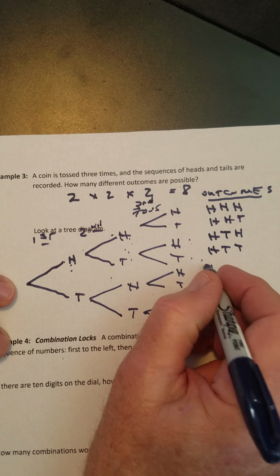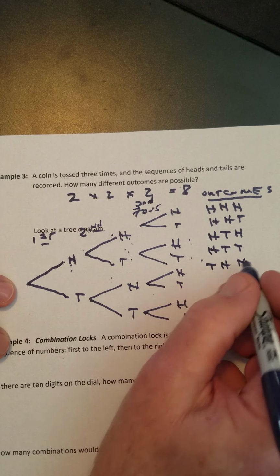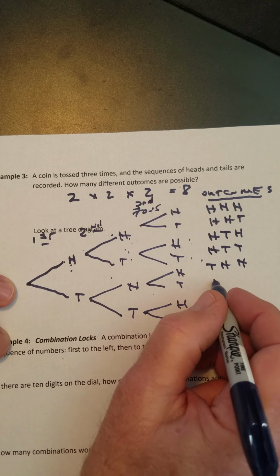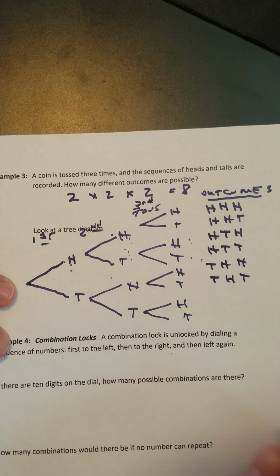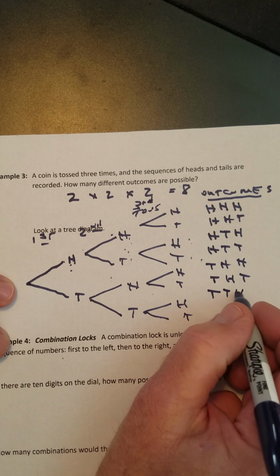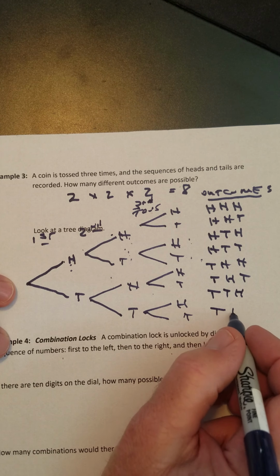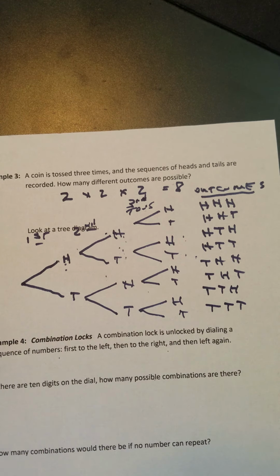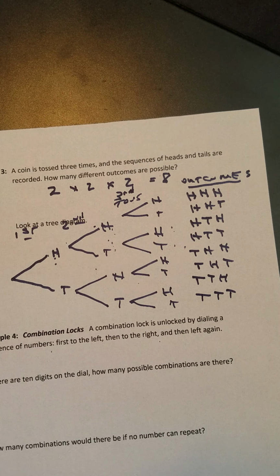Tails, heads, heads. Tails, heads, tails. Tails, tails, heads. And tails, tails, tails. Most of the time, you don't have to come up with all the different outcomes. You just need to know how many. That's what this section does. It wants to know how many outcomes you're going to have.